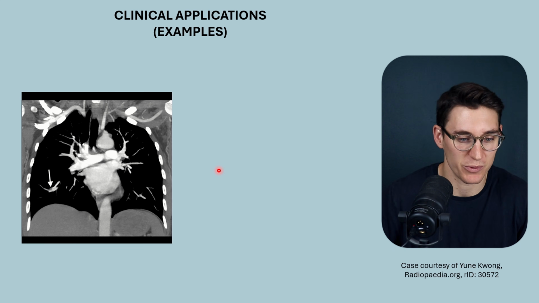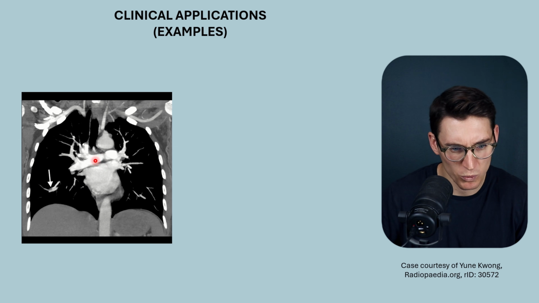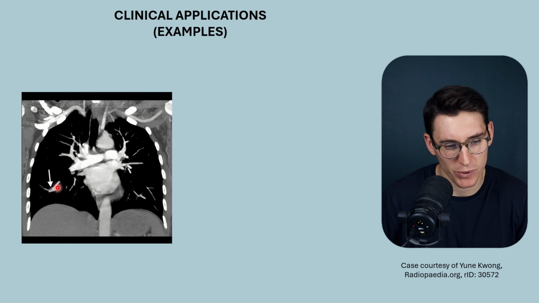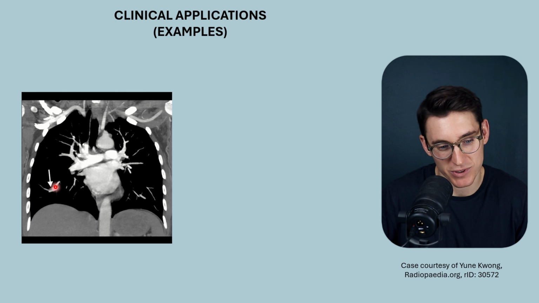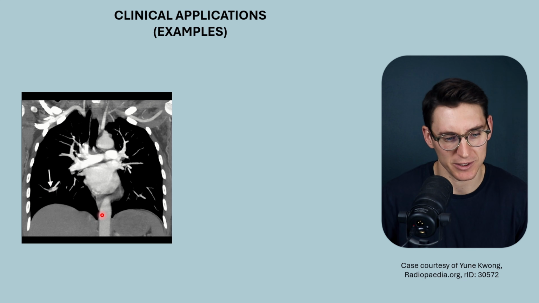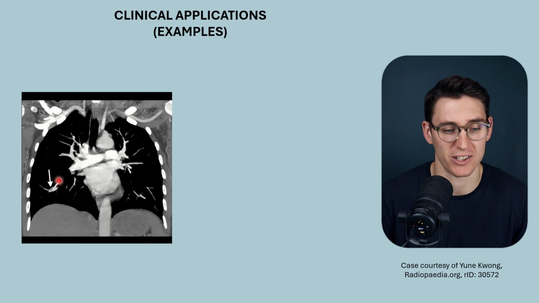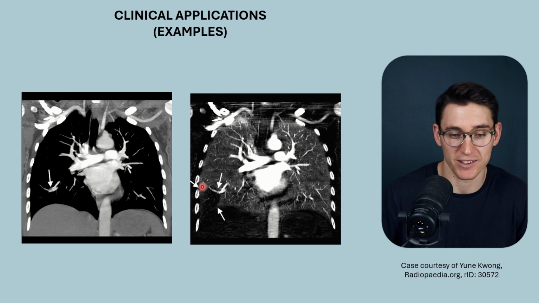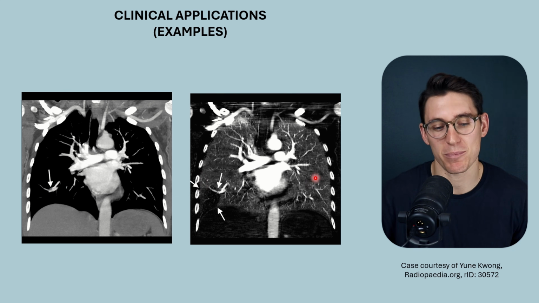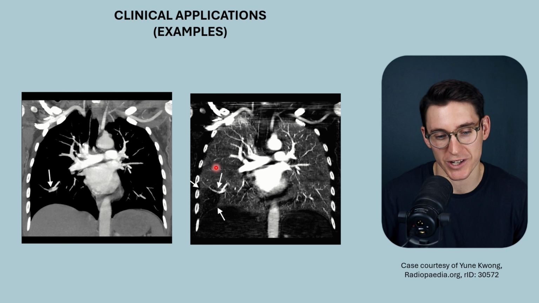Another example here is if we've done a CTPA, we can see we've got contrast in the vessels here. We can see a hypoattenuating mass within this vessel here. We suspect it's a PE. We want to make sure that this is in an artery. What we can do is provide an iodine map here. We've got lower iodine concentration perfusing the lung tissues here.